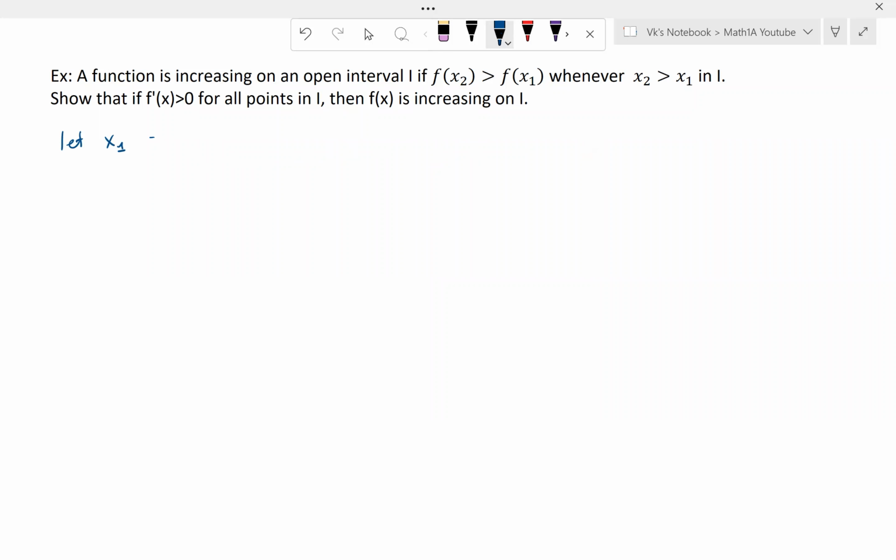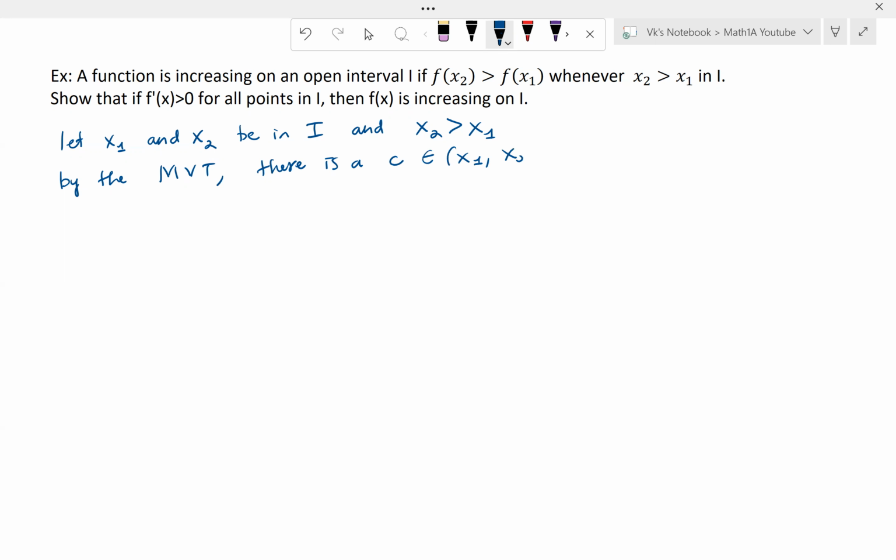Let x1 and x2 be in I, and x2 greater than x1. By the mean value theorem, there is a number c in the interval x1 to x2 such that f prime c equals f(x2) minus f(x1) over x2 minus x1.